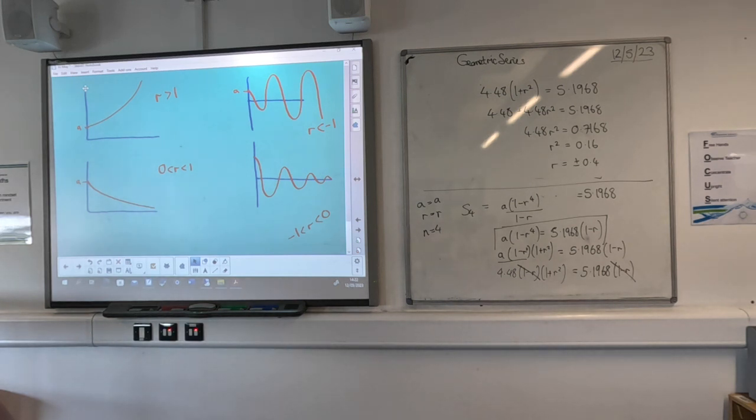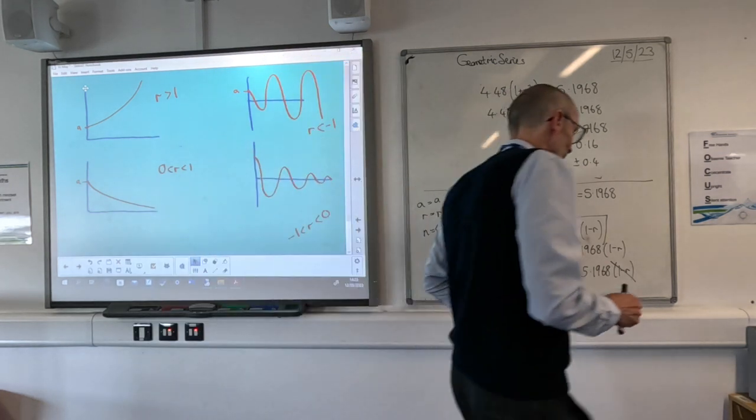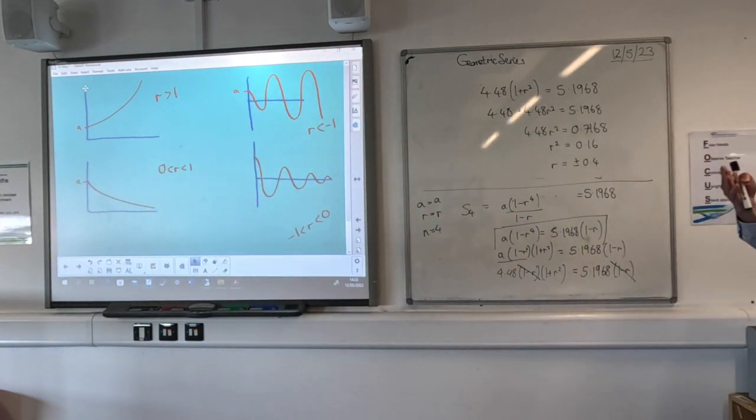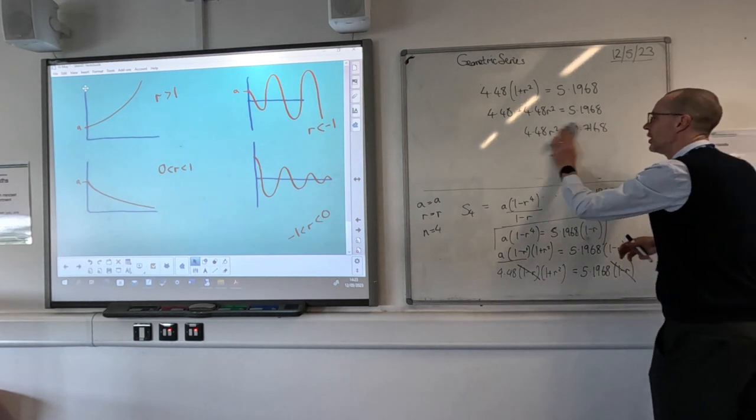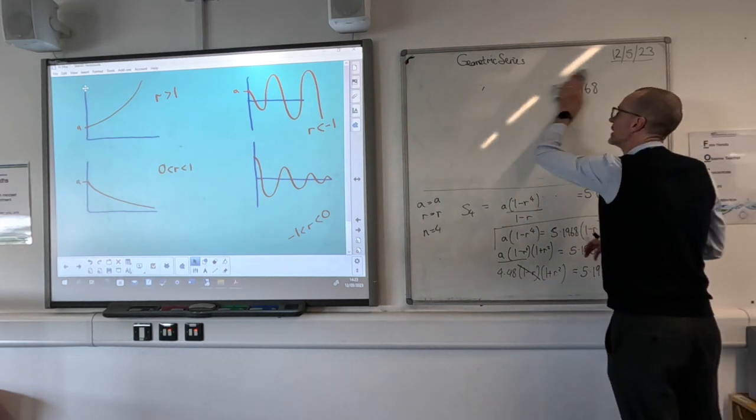Exponential growth and decay, fairly standard, but then this sort of negative issue as well, with the terms becoming increasingly bigger, oscillating between positive and negative, and increasingly smaller, oscillating between positive and negative. So my next question is then, that's what happens to the terms in a sequence. What happens to the sum of those sequences?